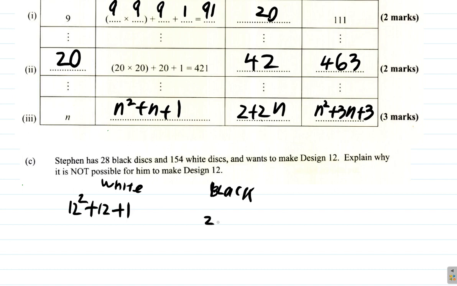And for the number of black discs, design 12 would require 2 plus 2 times 12. Let us see. 2 twelves are 24 and 2 is 26. He needs 26 black discs. He has 28 black discs. Okay, no problem with the number of black discs. Now he has 154 white discs. Let's see how many white discs he needs and see if the 154 is enough. 12 times 12 is 144. So it's 144 plus 12 plus 1.